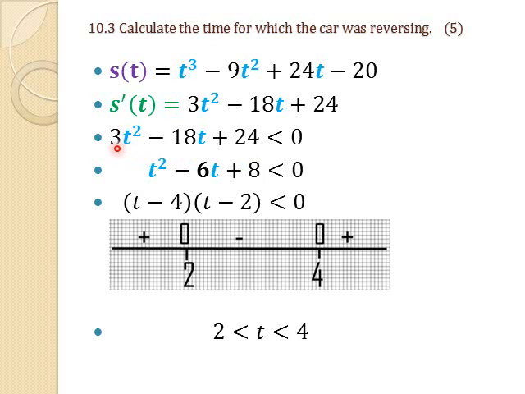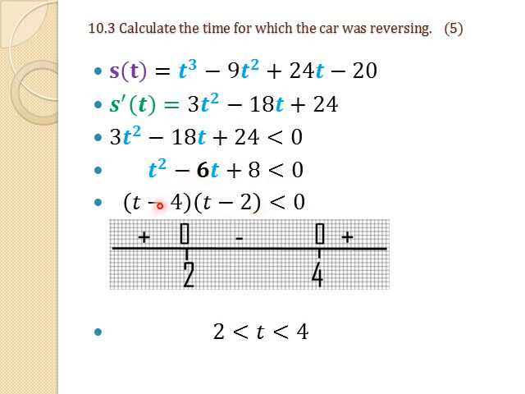Divide by 3, because it's a common factor. 3 divided by 3, 1. 18 divided by 3, negative 6. 24 divided by 3, 8. Factorize: t squared can only be t times t. For positive 8, negative 4 times negative 2 gives me positive 8. But minus 4t and minus 2t gives me minus 6t.